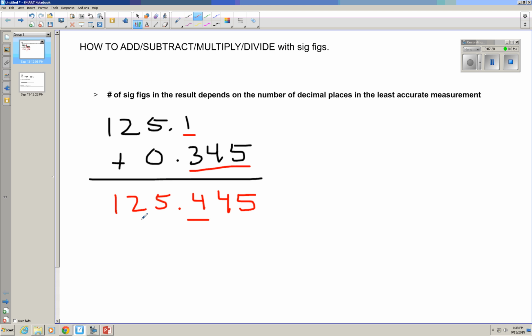Now, I don't change anything in this number. I'm only looking at the decimal point. Again, is this a 5 or bigger? No. So my answer with the correct number of sig figs is 125.4. Now, if you notice something, this answer has 4 sig figs. If you look at the starting values, this one has 4, this one has 3. So it's possible you might get confused based on the multiplication division sig fig rule. Remember, addition subtraction is a little bit different. Let's do another example.